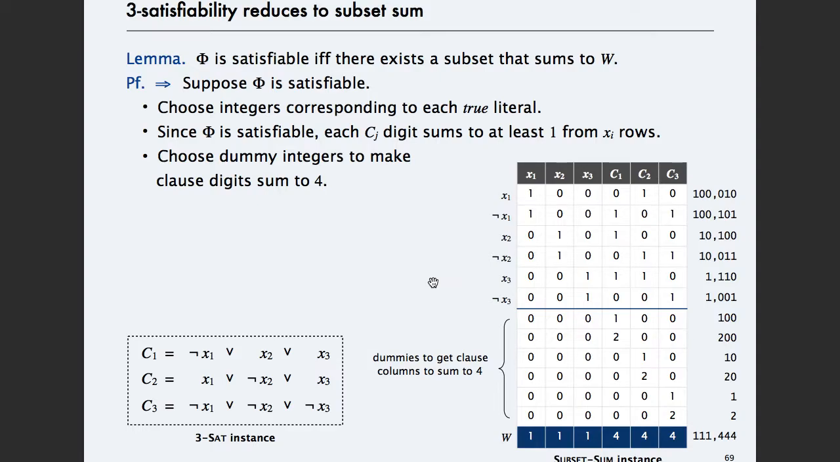Then I'm going to create 2 rows, 2 numbers per variable with the corresponding digit set to 1. So what I'm saying here is either this one is going to be or this one is going to be. And then for each one of the clauses, I'm going to put a 1 if it includes the variable. I'm going to put a 1 on the x1 or the not x1, depending on whether it includes the variable positive or negative. Does that make sense?